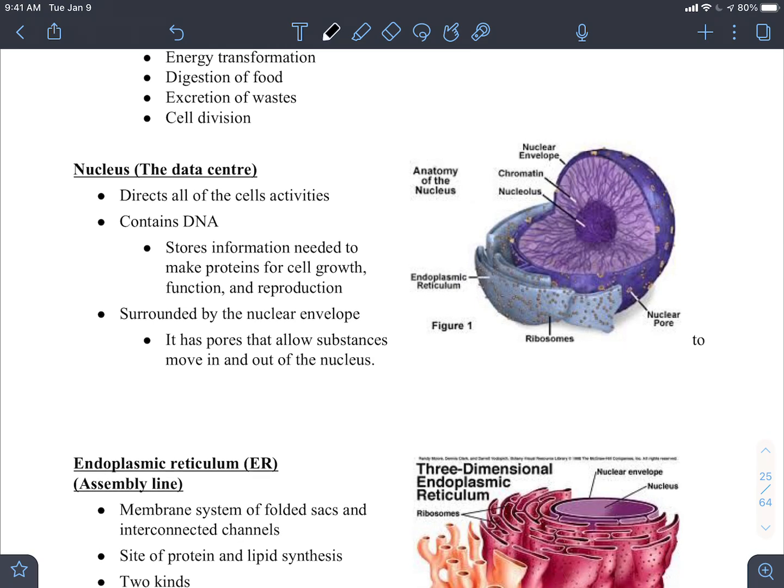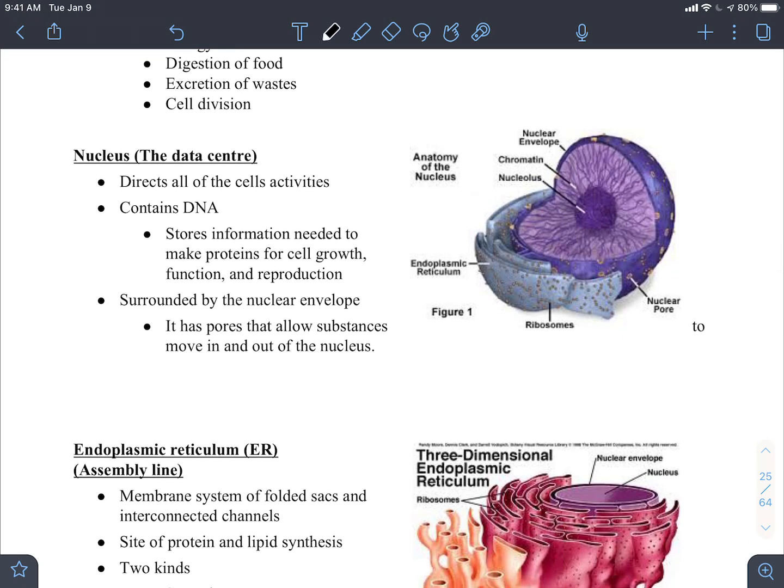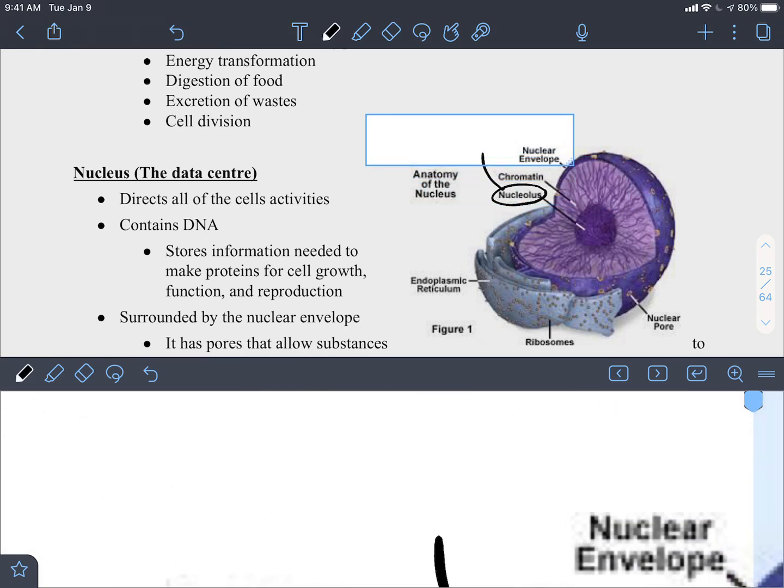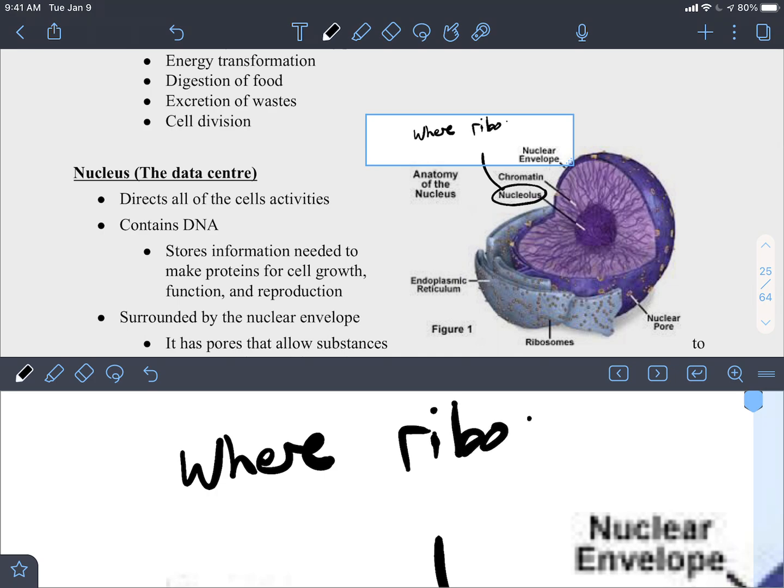It contains your DNA. It stores information that you need to make proteins for cell growth and function and reproduction. It's surrounded by a nuclear envelope, and it has pores that allow substances in and out of the nucleus. Inside, we have one feature I want to point out, which is the nucleolus. And this is where ribosomes are made.